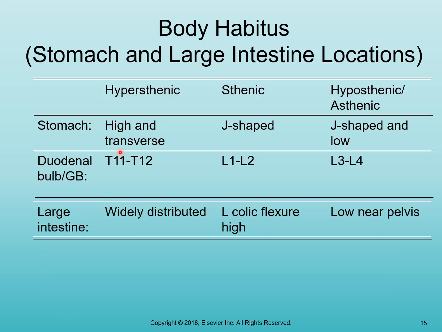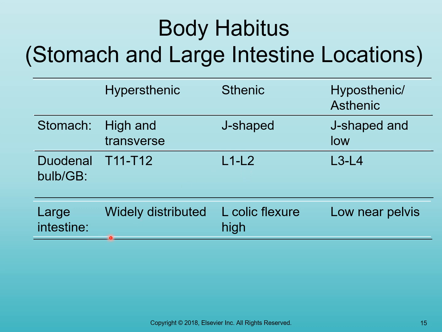All right, so we look at this. The stomach is high and transverse on a hyperstenic, like I said, near horizontal. It tends to have a J shape in a stenic patient, and then as we get even smaller, it's a more pronounced J shape and sits lower. Typically in a stenic patient, the duodenal bulb falls at the level of L1, L2.